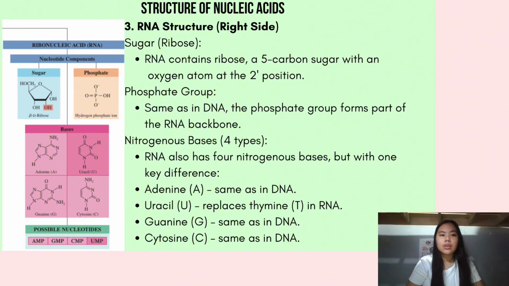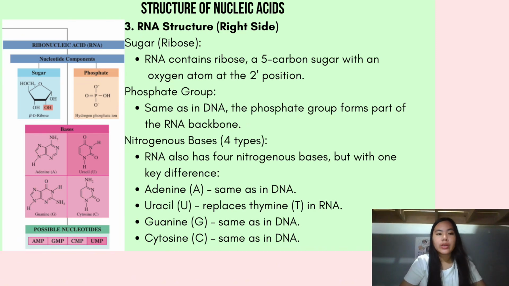So let's proceed to the RNA structure. RNA contains ribose, a 5-carbon sugar with an oxygen atom at the second position. RNA's sugar, or its ribose, is more reactive, aligning with its temporary and versatile roles in cellular processes. So same as DNA, the phosphate group forms part of the backbone.